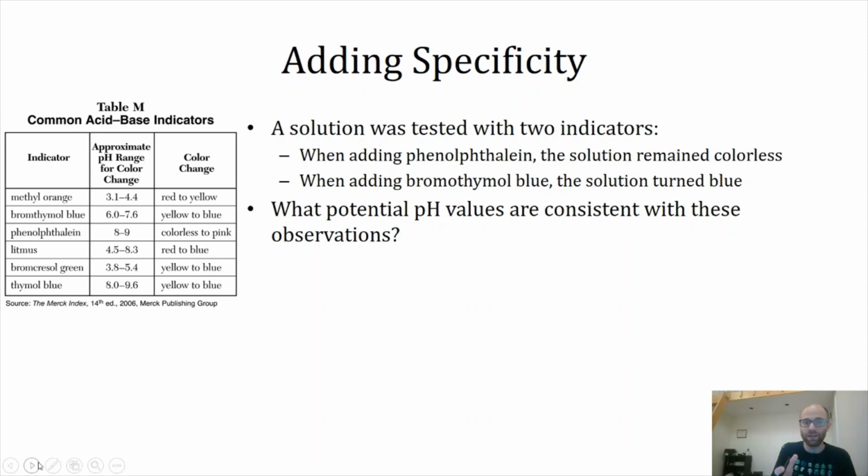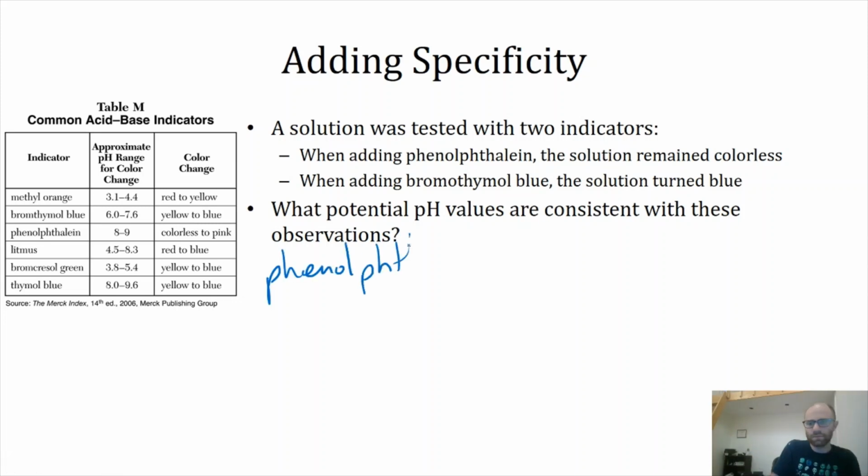The real power in indicators is not just to use them, but if you use more than one, you start to get some really good information about the actual, direct pH. Given these values, you can get very specific. So for example, I'm giving you a situation. One solution was tested twice with 2 indicators, 2 separate samples, different indicators added to each sample. Adding phenolphthalein, you see that the solution stayed colorless. Adding bromthymol blue, the solution turned blue. Given that information, you should be able to give me a pH range that is not just like less than 5 or greater than 7, but specifically between 2 numbers.